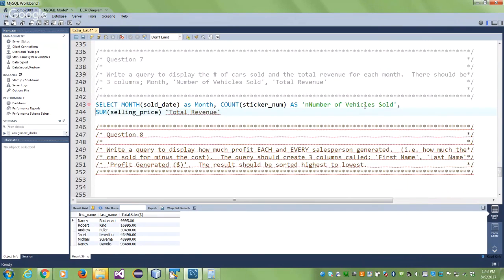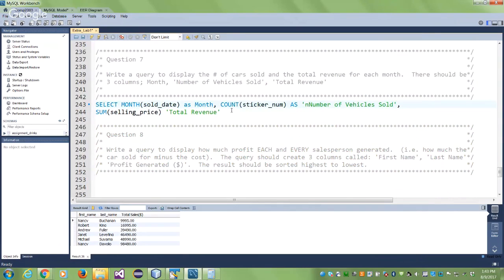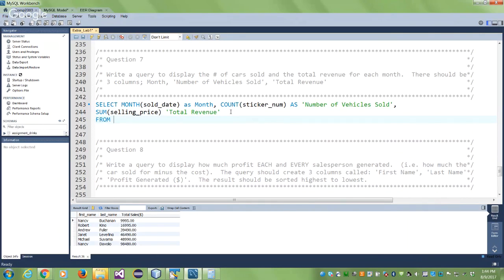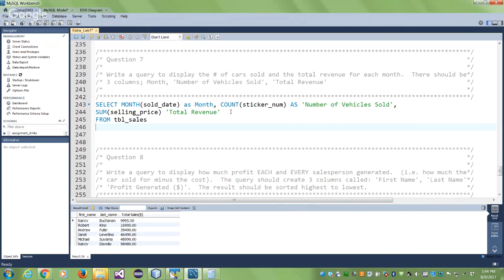Let me just put it on a different line. What have I missed? Oh, double quote and a single quote. There it is. So these are the 3 fields I want. It says to display the number of cars sold. That means it's the count function. To find the total revenue, that means it is the selling price total, the sum of it, and it says in a particular month, right? So I took the month of the sold date, and all this is coming from your table sales. But because you're using sum and so on, definitely we have to group it by. So group by what?